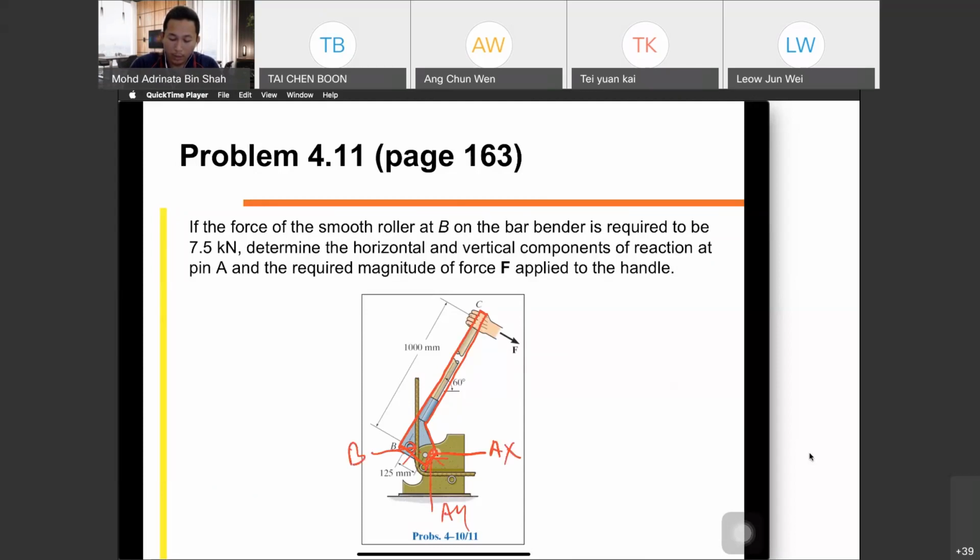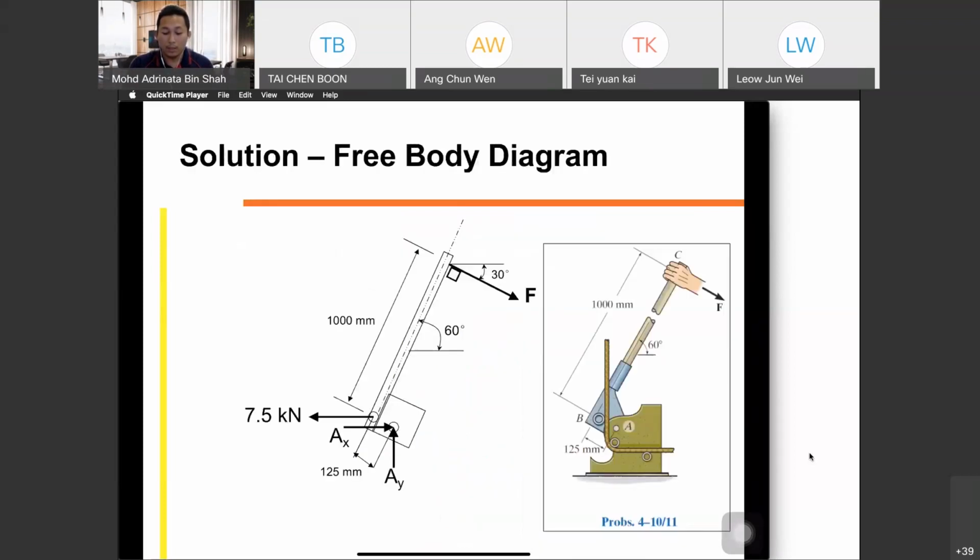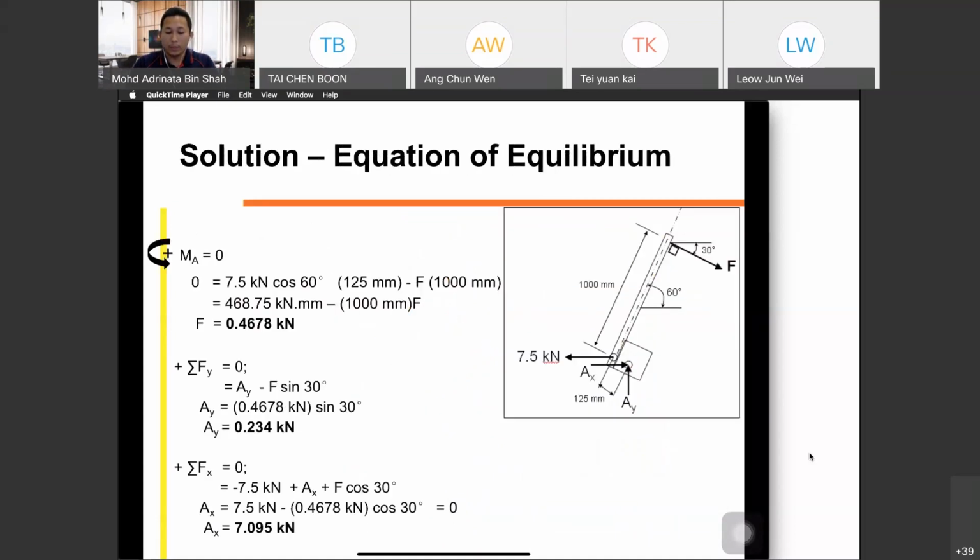B ada force, F ada force. So kena pastikan dan kena buat free body diagram. Okay. So, free body diagram yang ini diberikan theta 60. So dia sengitkan sikit je. Sengitkan sikit dan nanti akan berubah lah. You ada Fx, you ada Fy dan seterusnya. Okay. So, ada juga penyelesaian equation of equilibrium.